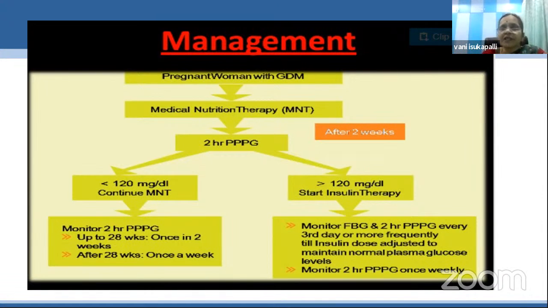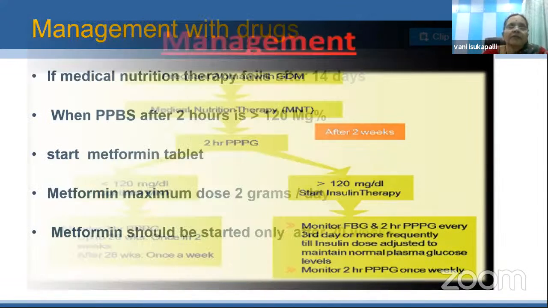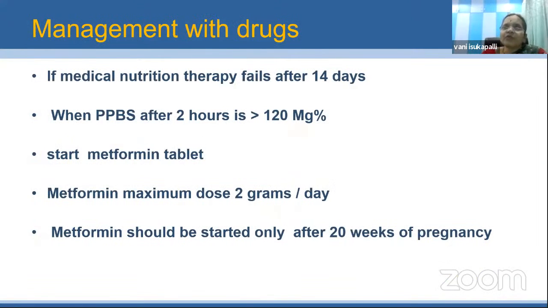So that is more than sufficient. But if it is more than 120, even after 2 weeks after strict MNT, if the 2-hour PPBG is more than 120, that is a case where you have to start alternative therapy, that is probably insulin. Then coming to any other drugs which will help. If medical nutritional therapy has failed even after 2 weeks, failing means if it is more than 120, we can start metformin. So it is also given in the Government of India guidelines that metformin is a suitable alternative to insulin.